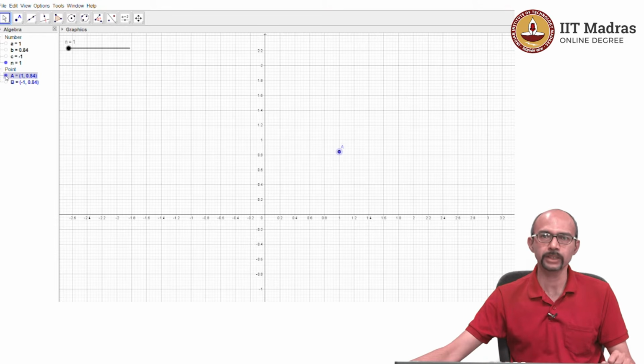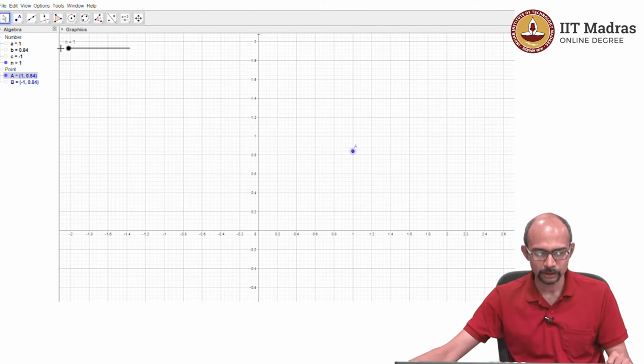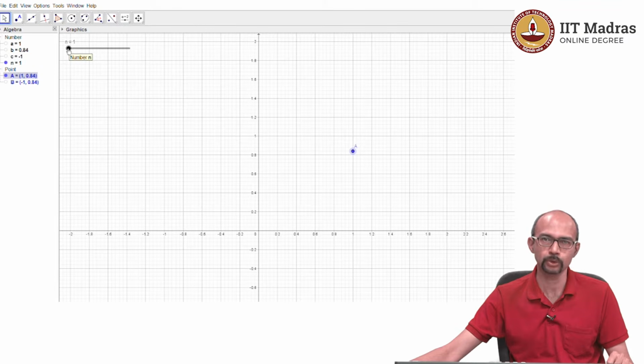So, the first sequence was (1/n, n sin(1/n)). So, let us see how this behaves. I am plotting this over the range of n as n goes from 1 to 500, and we will keep track of this point A. Yeah. So, when n is 1, this point is (1, 0.84). So, 1 because 1/1 is 1, and 1 times sin(1/1). So, 1 times sin 1. So, this is (1, sin 1). So, sin 1 is 0.84.